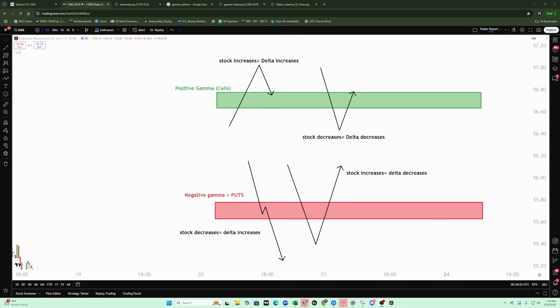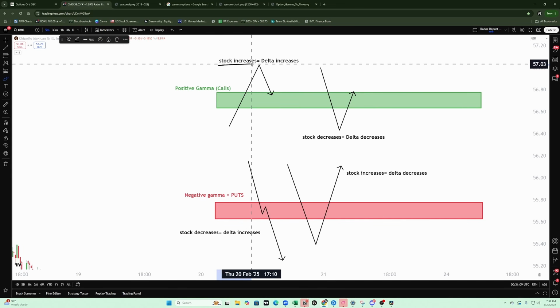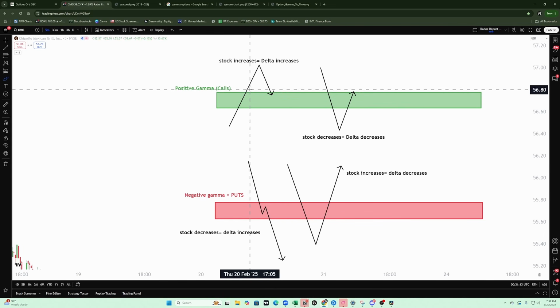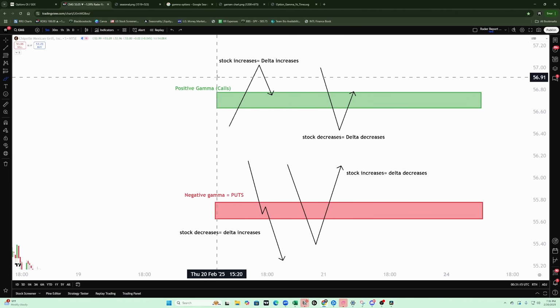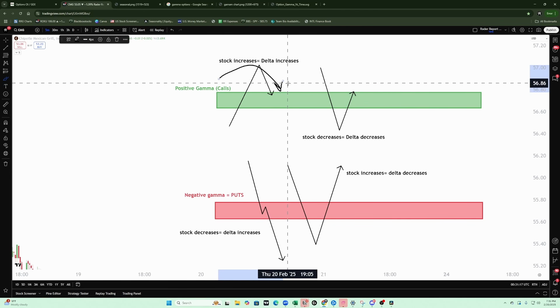Calls give a positive gamma environment. When a market maker sells calls to the public, it is positive gamma. It's creating this positive gamma in the market. When the stock increases, their delta starts to increase as well. And when that happens, market makers, to stay balanced, are actually going to start selling shares.